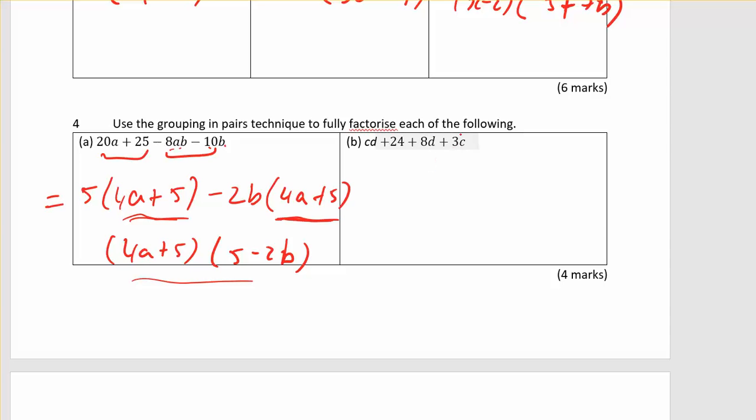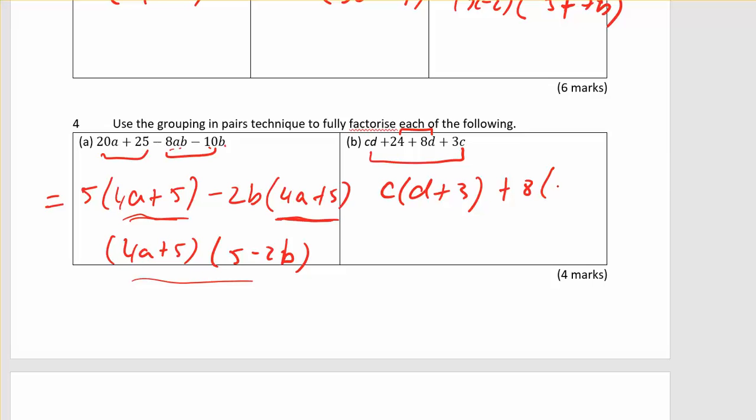So next one. Now CD and 24 don't have anything in common, so you've got to mix and match sometimes. So you might want to mix these two together and these two together. So grouping CD and 3C together, they both have a C in common. So you're left with D plus 3. And 24 and 8 have an 8 in common.